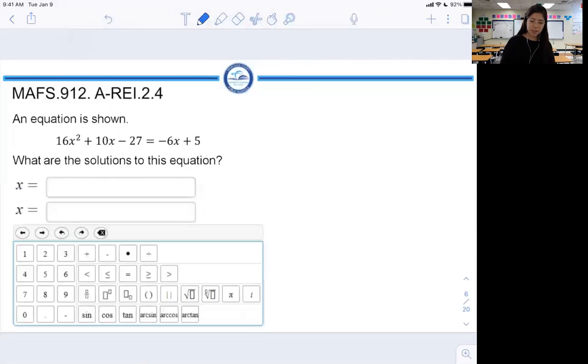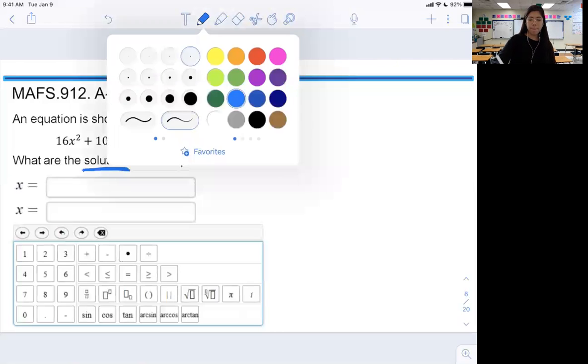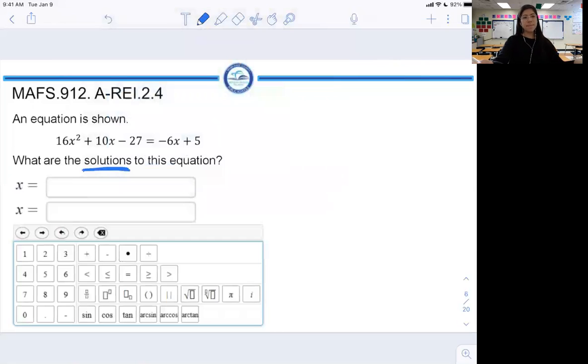Okay, here's an equation. We need to know the solutions to this equation. Now, what type of equation is this? Is this linear, exponential, or quadratic? And how do you know? I think it's quadratic. And how do you know, Perla? You're right. And Jalen, you're right.